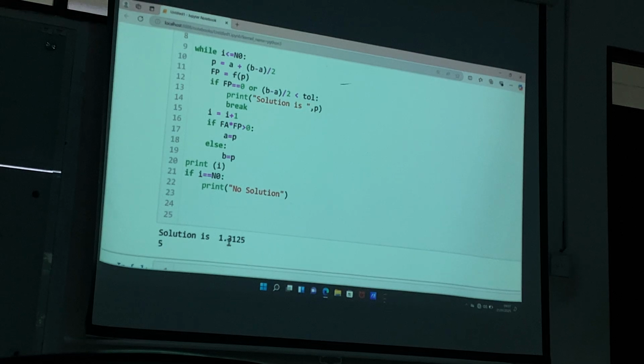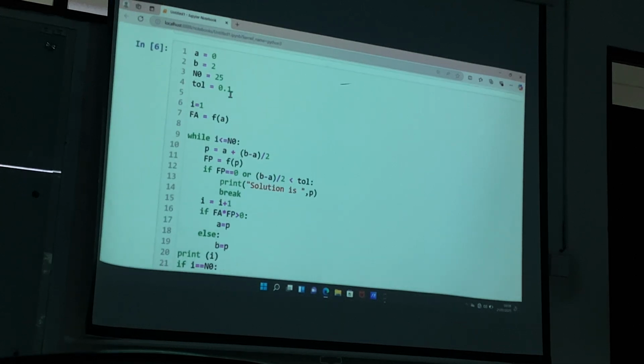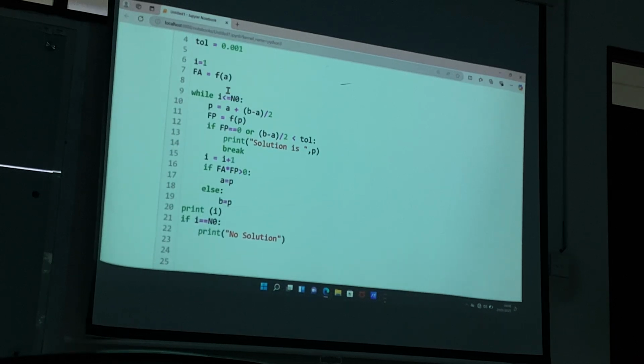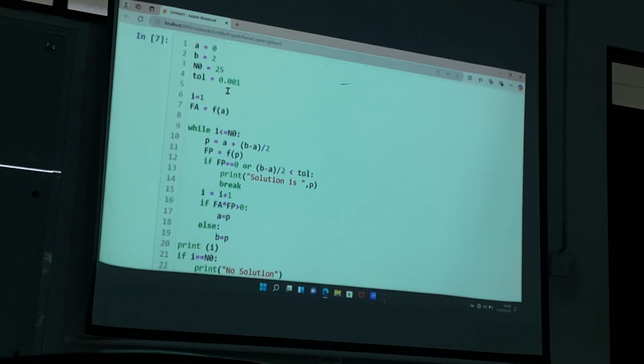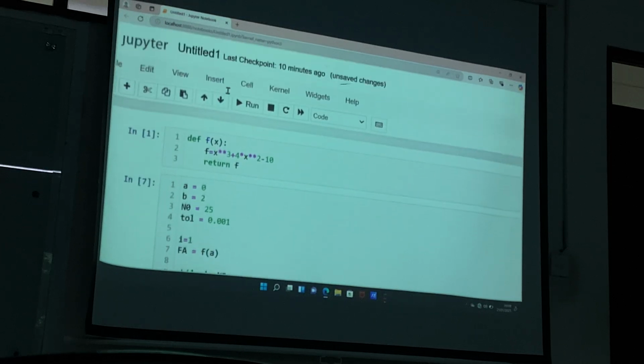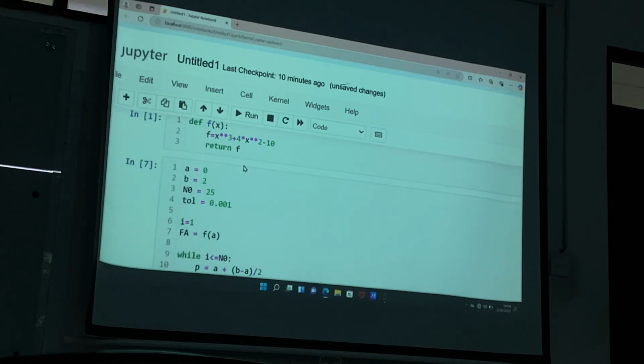is 1.3125 for iteration 5, we stop in iteration 5. If we increase the tolerance to 0.001, we stop in 11 iterations and the result is 1.36. And if you have a different function, then what you need to change is only this, and also your A and B.